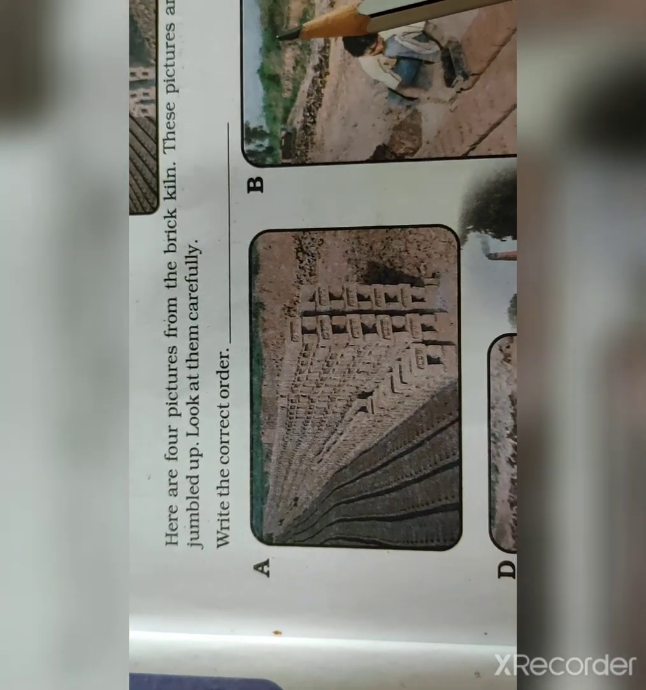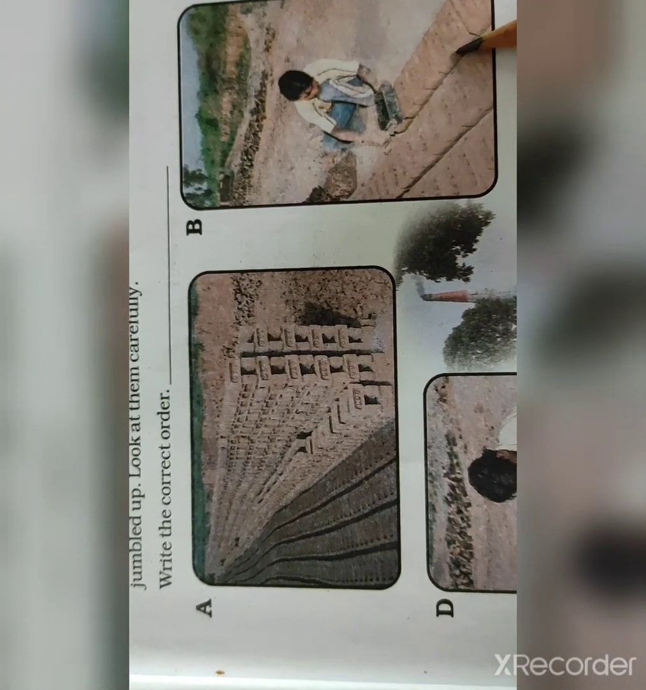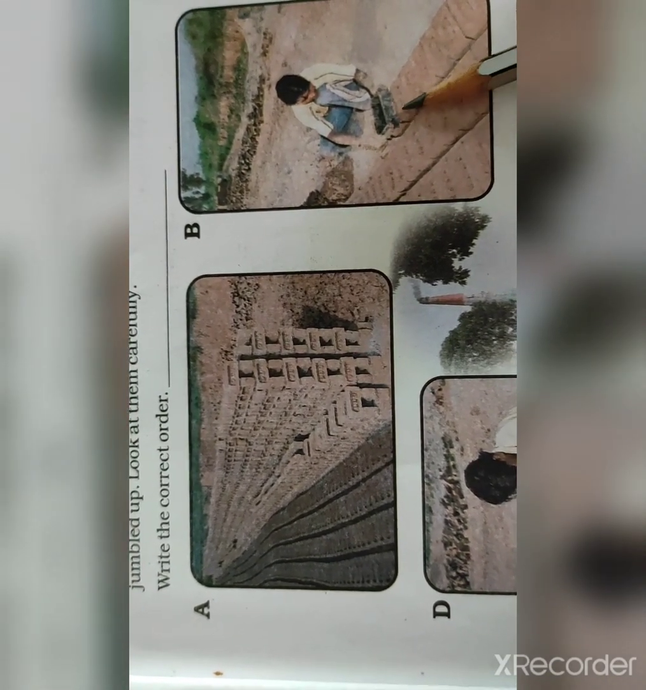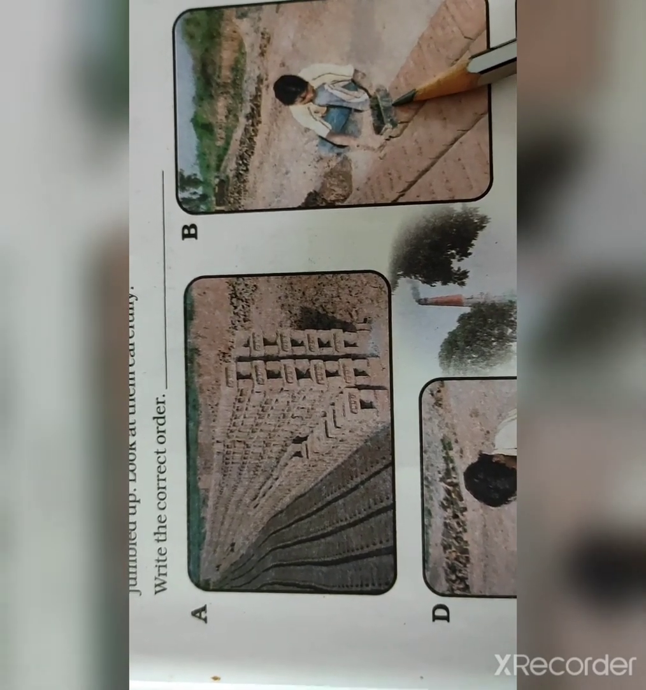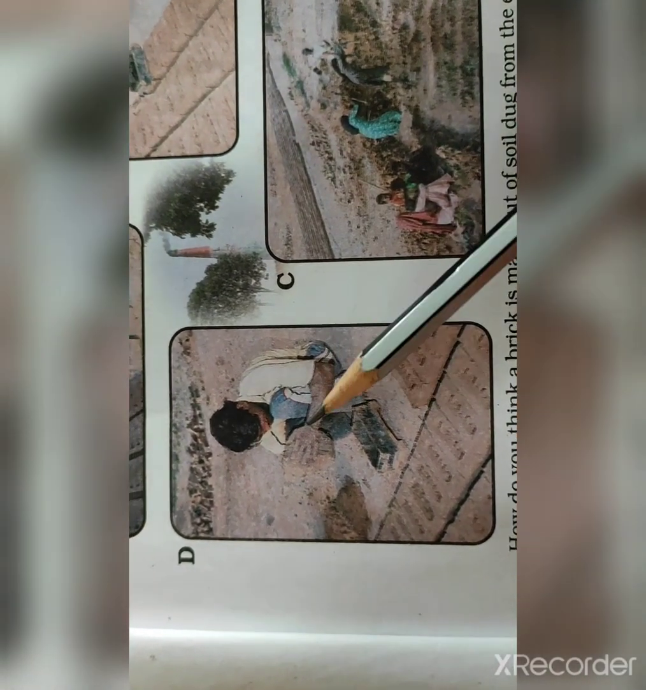Here are 4 pictures from the brick kiln. These pictures are jumbled up. Look at them carefully, and write the correct order. So first we will see the pictures carefully, then we will arrange them in the correct order. First they are kept to dry, and here with the help of this mold we are giving the shape of a brick. With the help of clay we are giving the shape of brick with this mold.